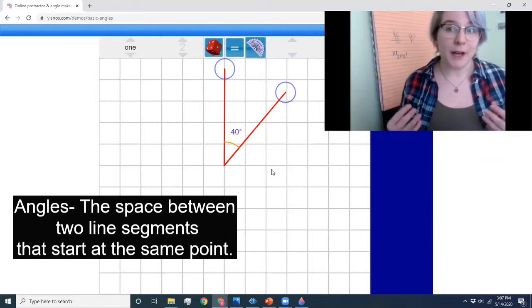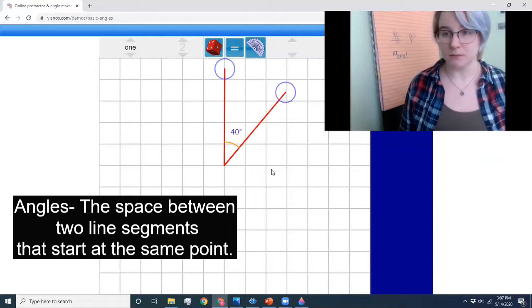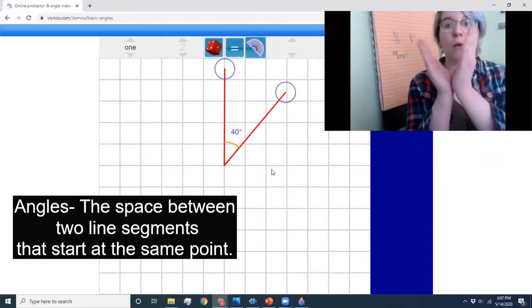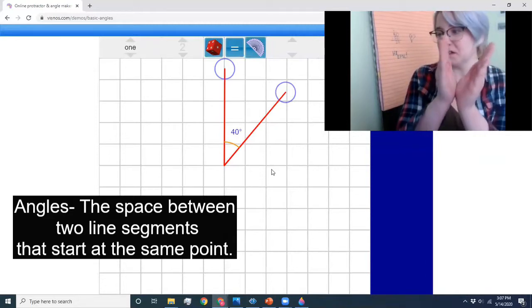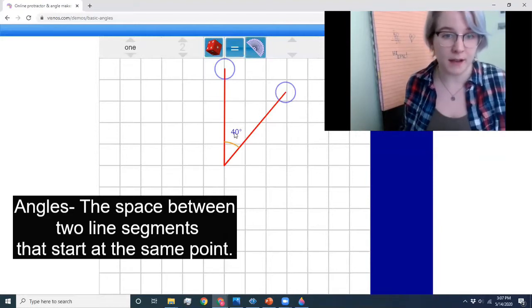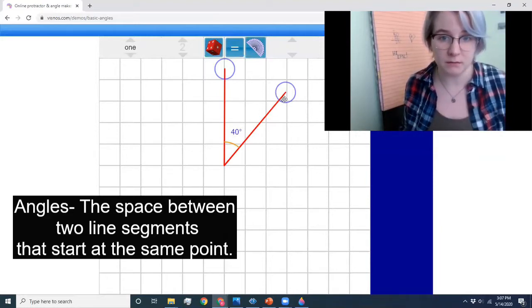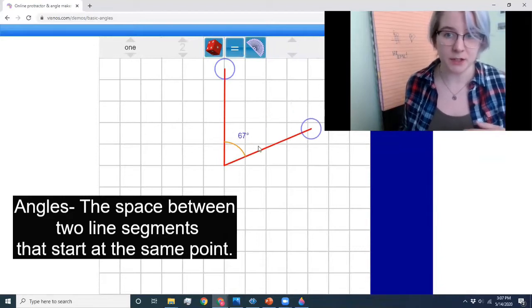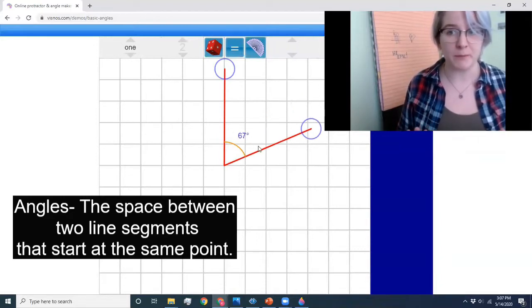Now, we measure angles in degrees. Degrees measure how open the angle is. And so you can see here that this angle is 40 degrees. This angle is 67 degrees. We'll get further into that in a moment.